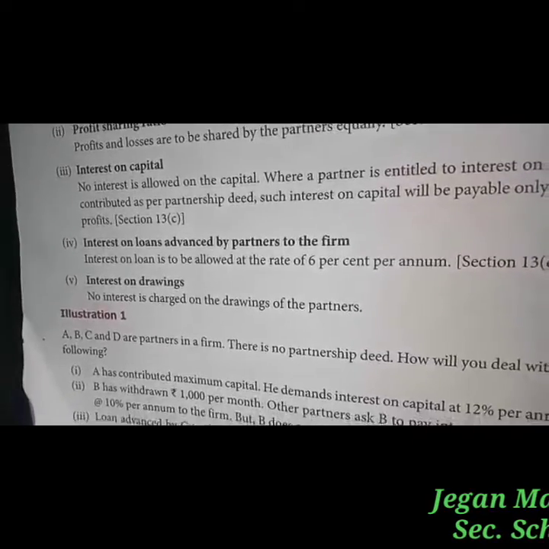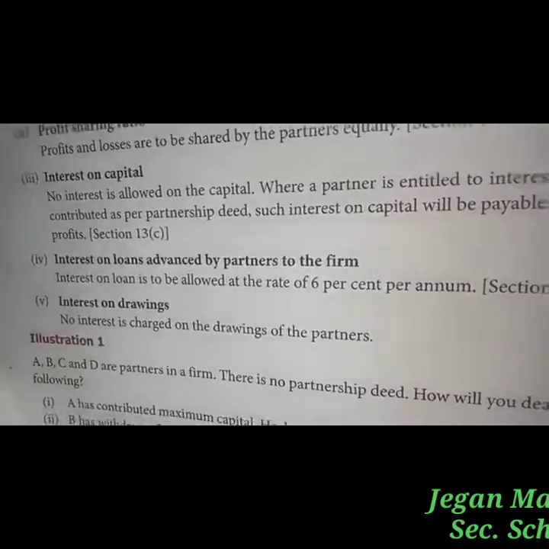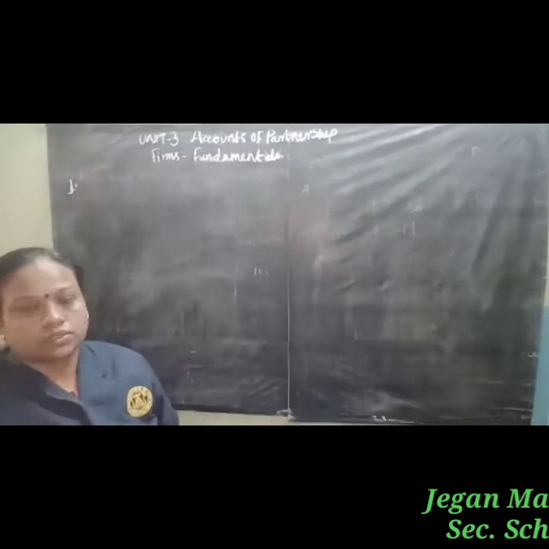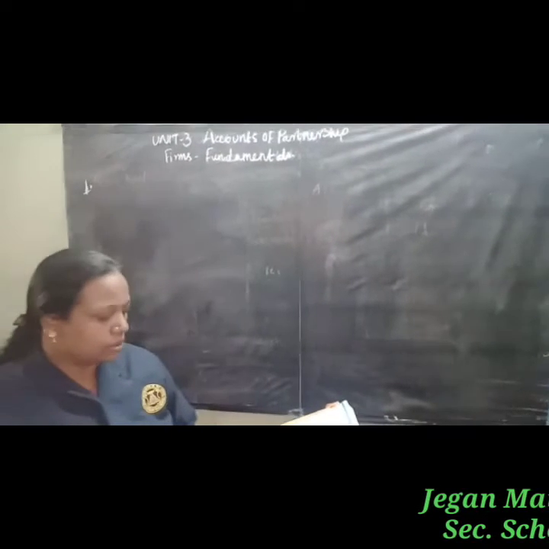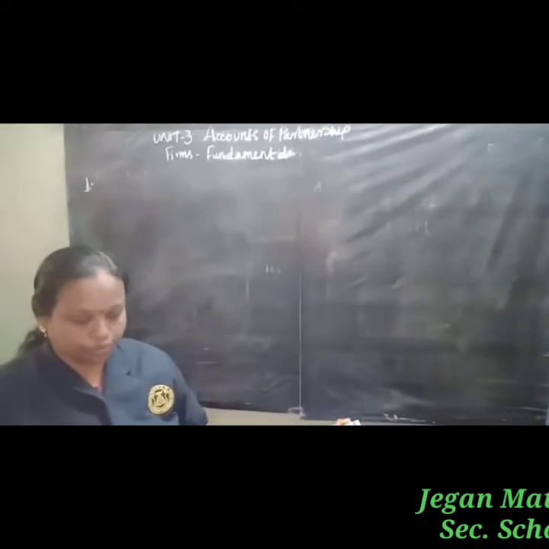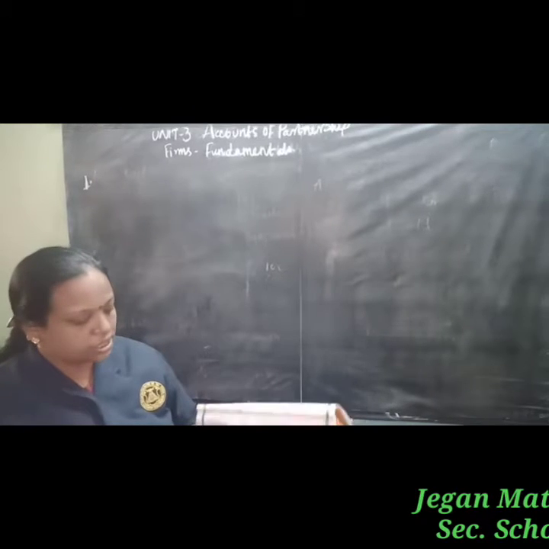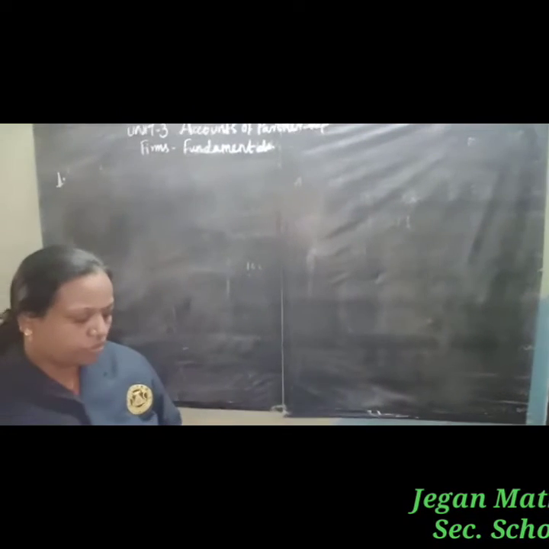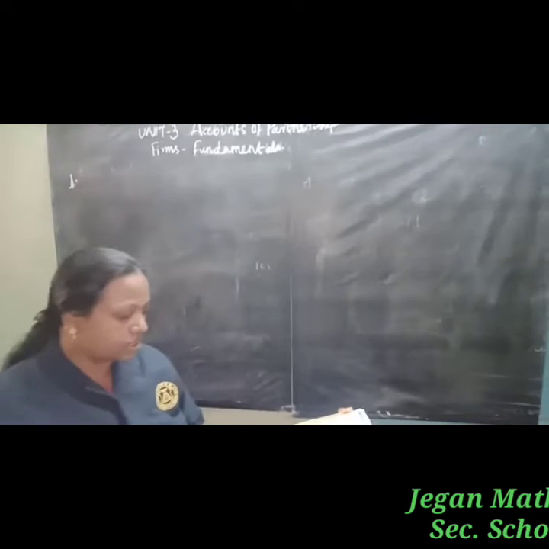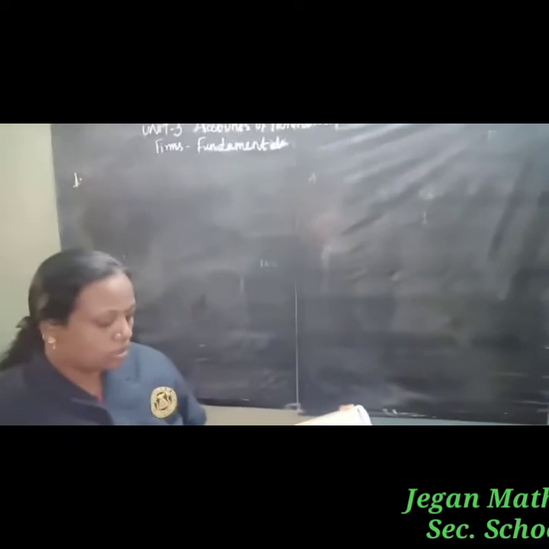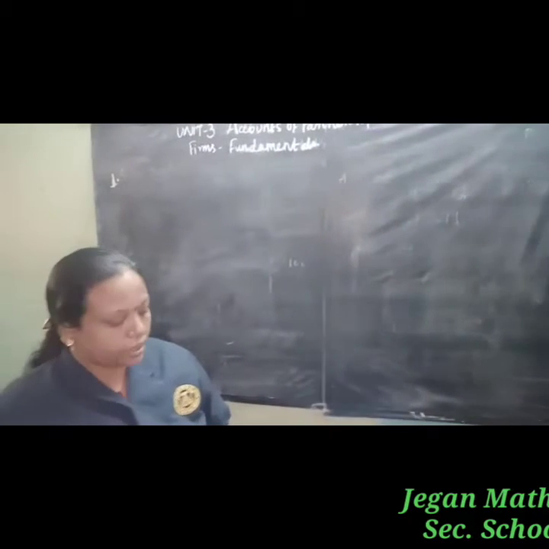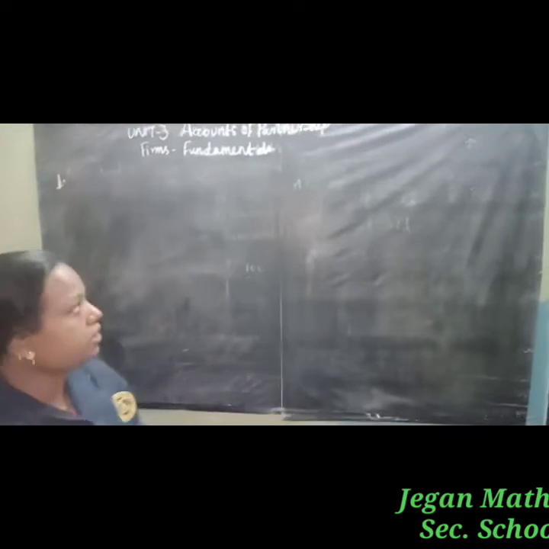Okay, so let's see sum number 1. Akash, Bala, Chandru and Daniel are partners in the firm. There is no partnership deed. How will you deal with the following? First one, Akash has contributed the maximum capital. So he demands interest on capital 10% per annum. So what is the answer?